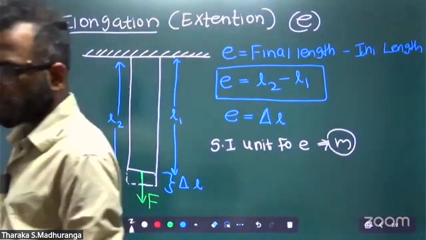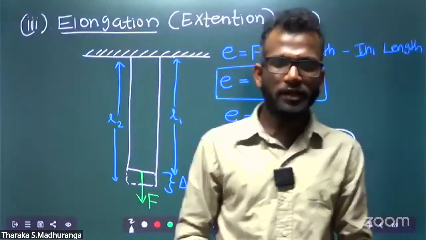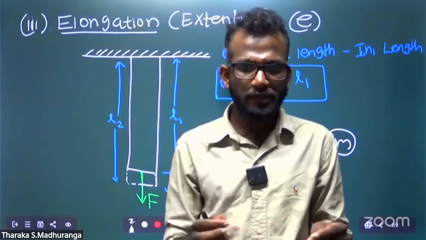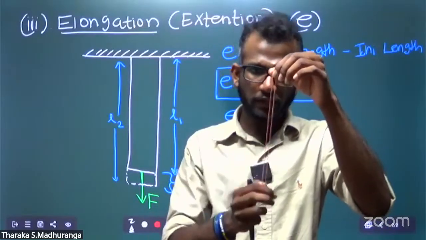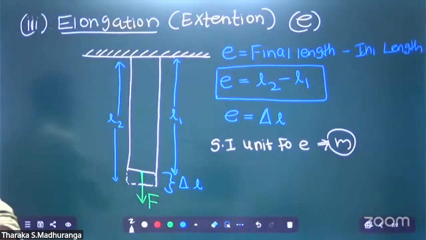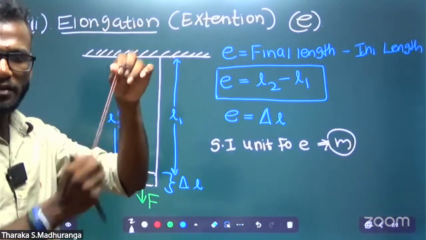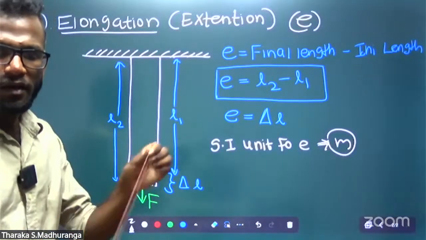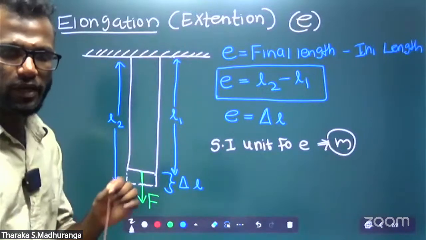Quickly note down, very simple things. This is actually elongation. Think of an example: now the length is 10 centimeters. When we apply an external force, it increases up to 15 centimeters. Then the elongation is 5 centimeters. Final is 15, initial is 10, and the length difference is delta L. Delta L is the elongation.